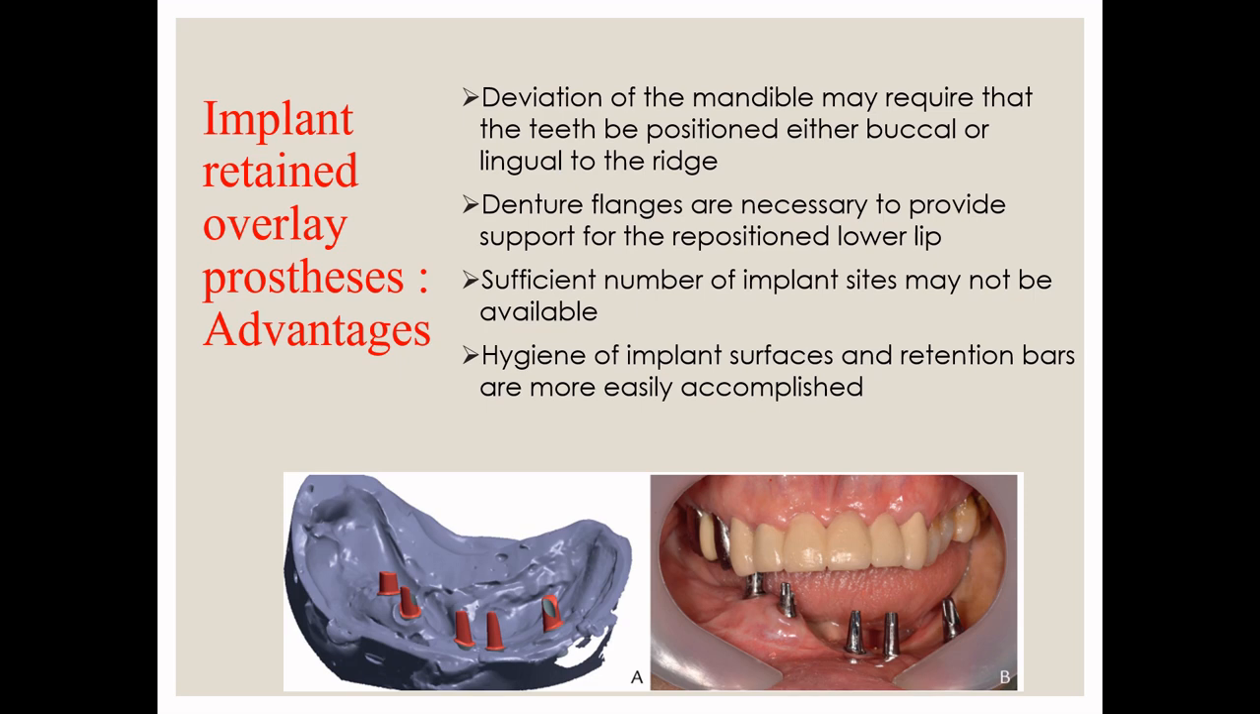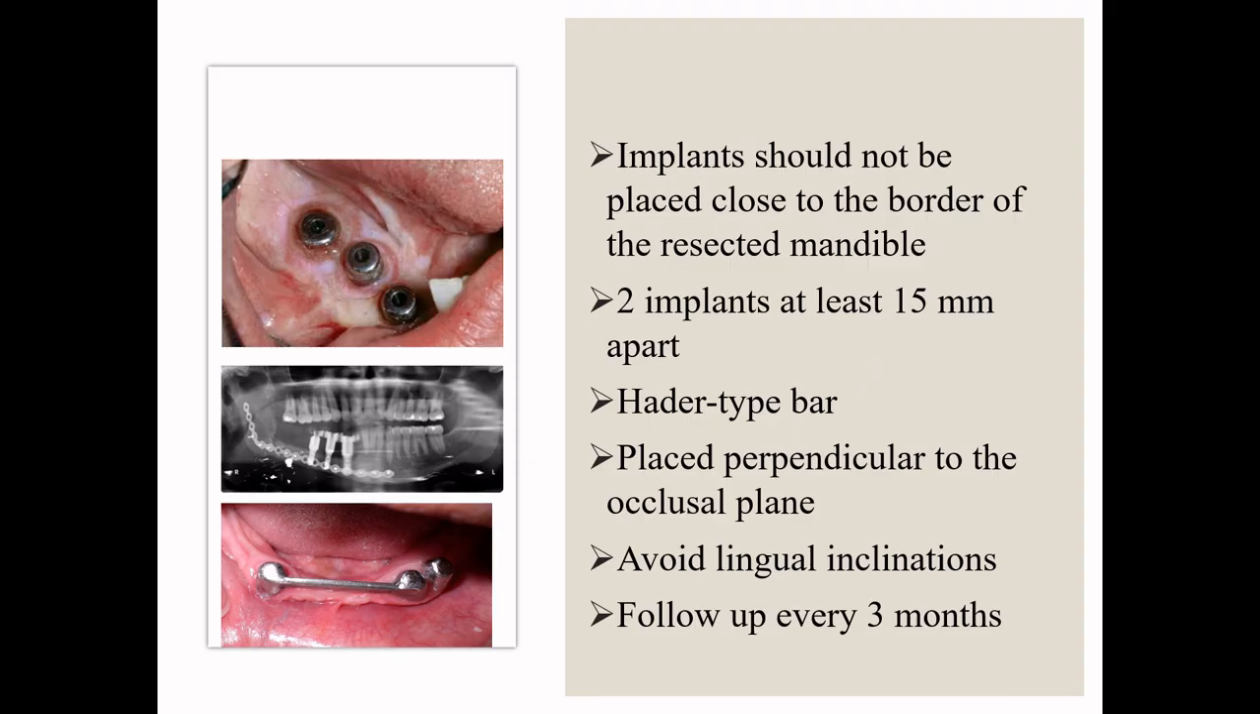And another important factor is the hygiene of implant surfaces, and retention bars are more easily accomplished when compared to that of a fixed restoration. This is an important factor because most of the resection patients are elderly and they may have impaired vision or poor manual dexterity. So these are the reasons why we select an overlay prosthesis compared to that of a fixed implant prosthesis.